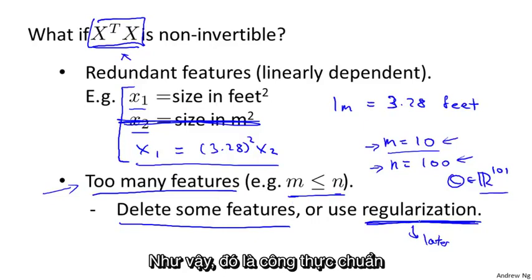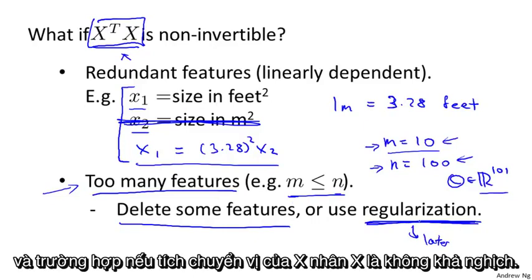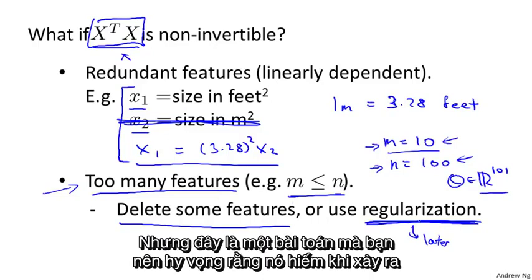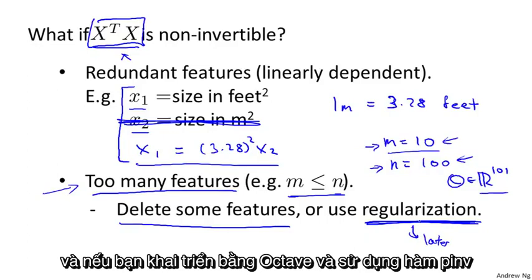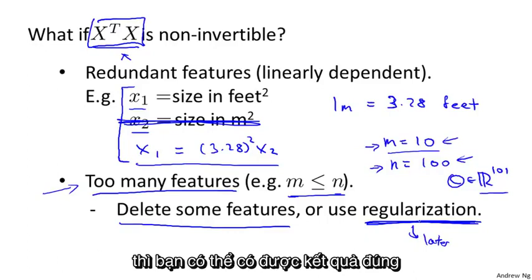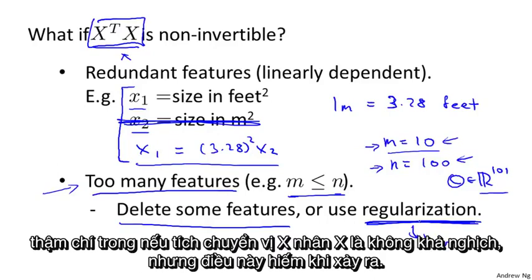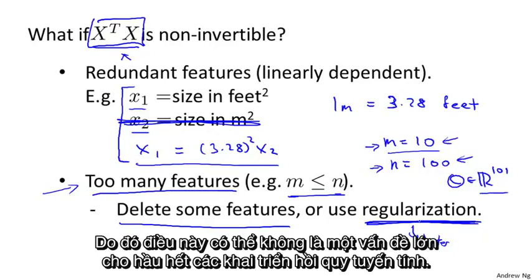So that's it for the normal equation and what it means if the matrix X transpose X is non-invertible. But this is a problem that hopefully you run into pretty rarely. And if you just implement it in Octave using the pinv function, which is called the pseudo-inverse function, or if you use a different linear algebra library, it's also called a pseudo-inverse, that implementation should just do the right thing, even if X transpose X is non-invertible, which should happen pretty rarely anyway. So this should not be a problem for most implementations of linear regression.